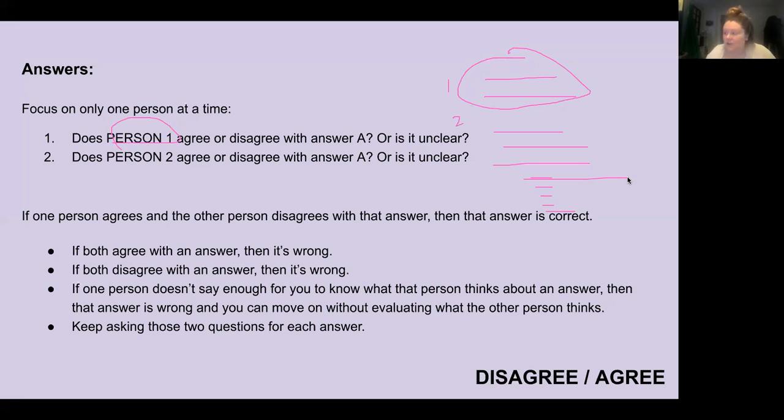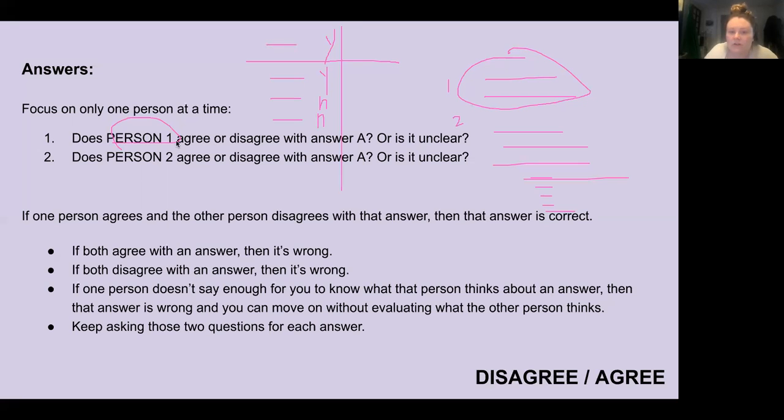And so on a disagree question, let's say these were our answer choices, A, B, C, D, and E, and we have person one. Let's say we go through and we're like, oh, person one would say yes to this. Person one, we don't know, so we cross it off. Answer choice 3, person one would say yes. Answer choice 4, person one would say no. And answer choice 5, person one would say no.